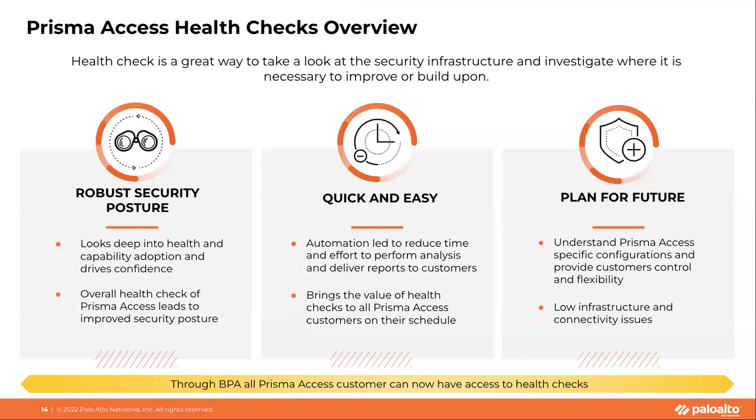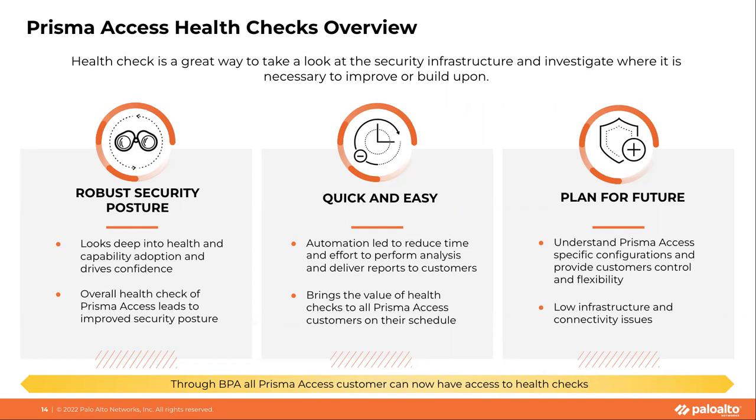Now, as you all know, Prisma Access provides consistent security to remote networks and mobile users. Thus, health checks of Prisma Access became essential in establishing a solid foundation upon which network security infrastructure is built. It will help our customers identify their weakest areas. It will also recommend the appropriate action to mitigate any potential risk, similar to what BPA does today, right?